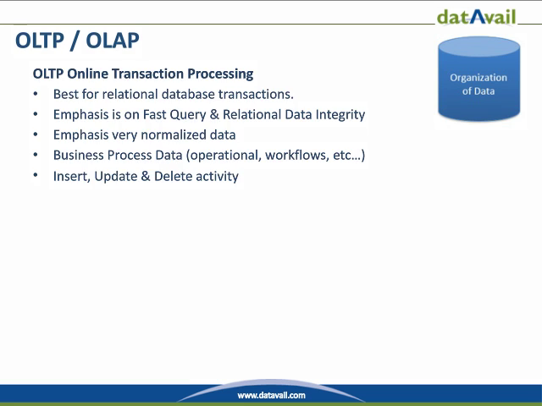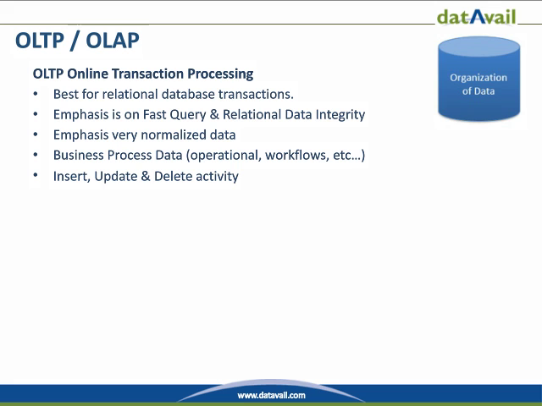So, the differences between OLTP and OLAP. OLTP is online transaction processing, and you no doubt have an OLTP database, at least one, if not many, in your company, in your environment. It's typically a relational database, an EBS database, for example. It is a database that has many tables. Those tables are relational. And the emphasis for an OLTP system really is fast querying and maintaining the data integrity between your relationships of the tables.